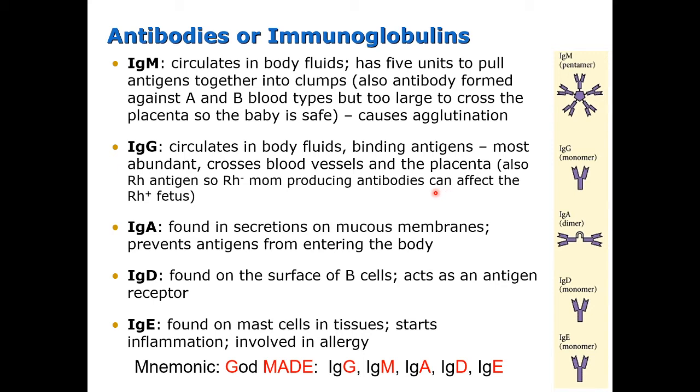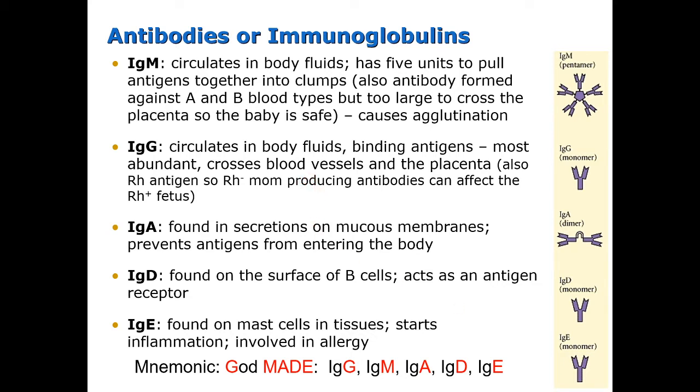So in this situation, if an Rh negative mom and an Rh positive dad produce an Rh positive fetus, then that baby's blood can leak into mom's blood and set up an antibody response. Mom will produce IgG, and that circulating IgG in her system could become a problem for future embryos.